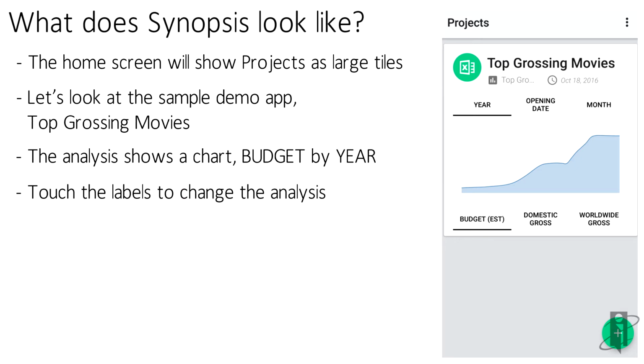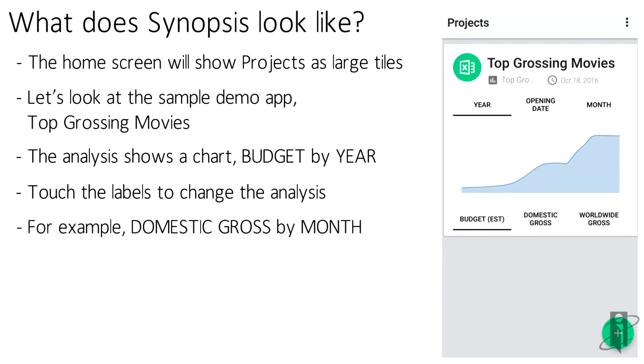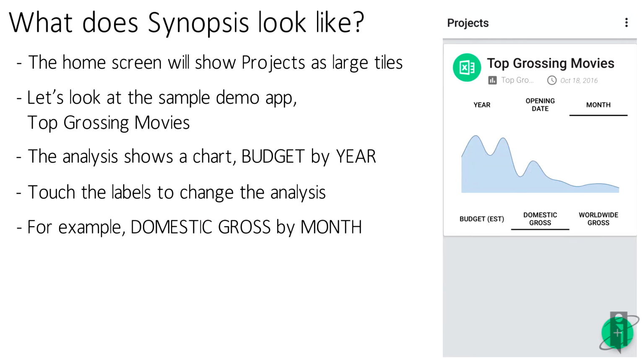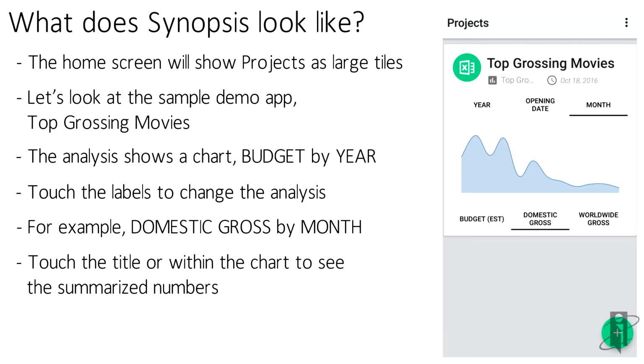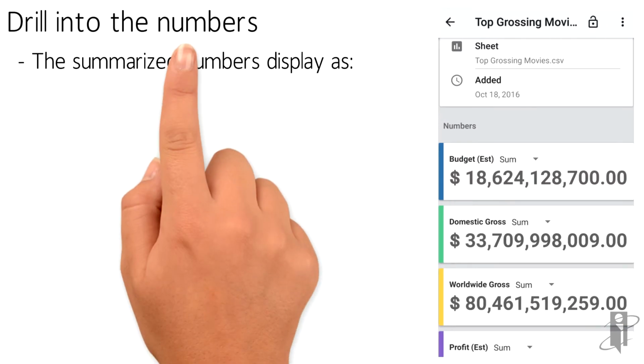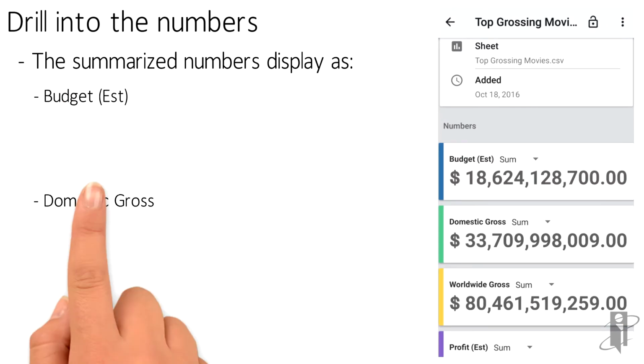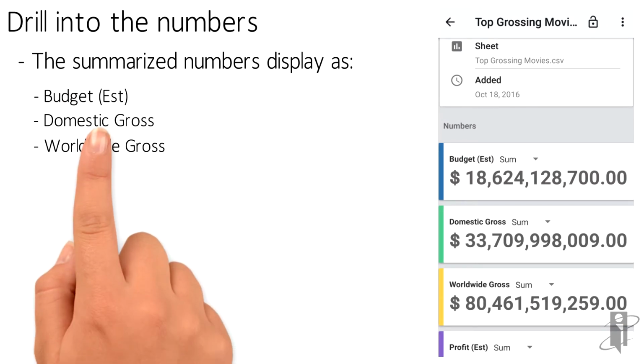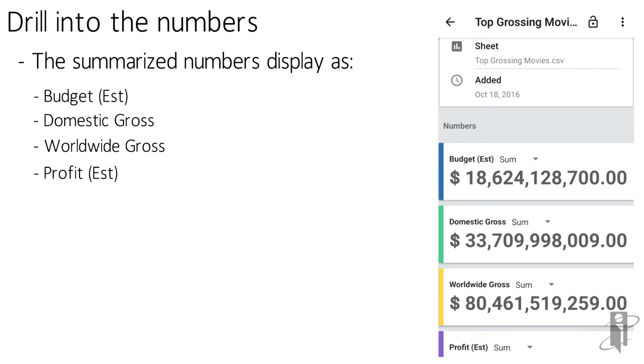You can change the content of the chart by touching the other labels. I touched on domestic gross by month, and it changed the graphical presentation accordingly. If you touch the title or the chart itself, you can drill into a summary of the numbers. This view summarizes the numbers by category. Here we see budget estimates, domestic gross, worldwide gross, and profit estimates.